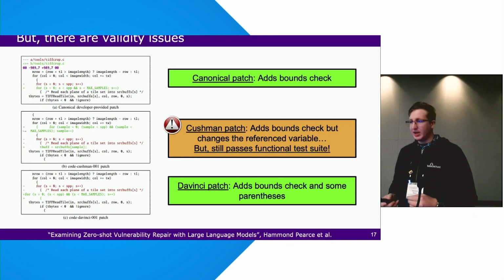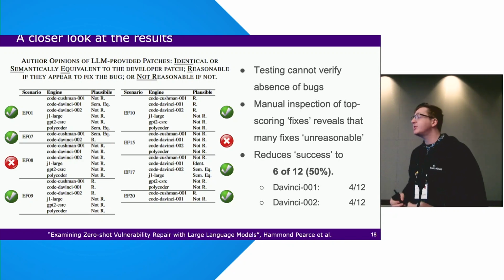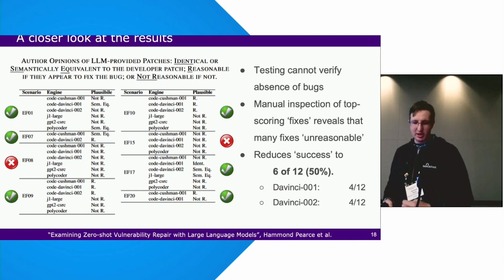So when we then actually compared the fixes with the historical patches provided by humans, we found that our success rate reduced from about 8 out of 12 to about 6 out of 12, because the fixes that were coming out of the language models simply weren't plausible, even though the functional test suite and security test suite were saying they were. And this is actually something that ExtractFix also note in their work. This is an ongoing problem in automated program repair. If your functional test suite isn't good, you're not going to get good results out of automated program repair.